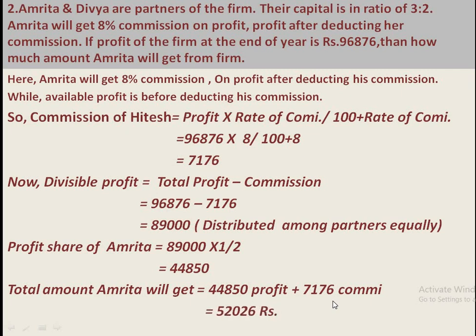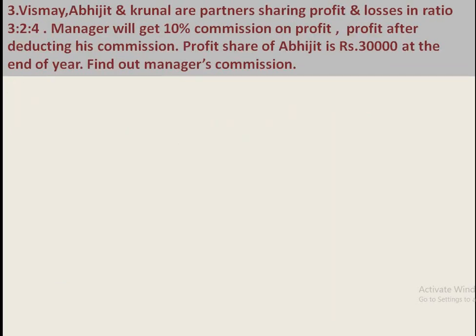So exactly 52,026 is the amount receivable, payable to Amrita by the firm. Okay, guys, this next sum is also from your book. Vismay, Abhijit, and Kruna are partners sharing profit and losses in the ratio of 3:2:4.